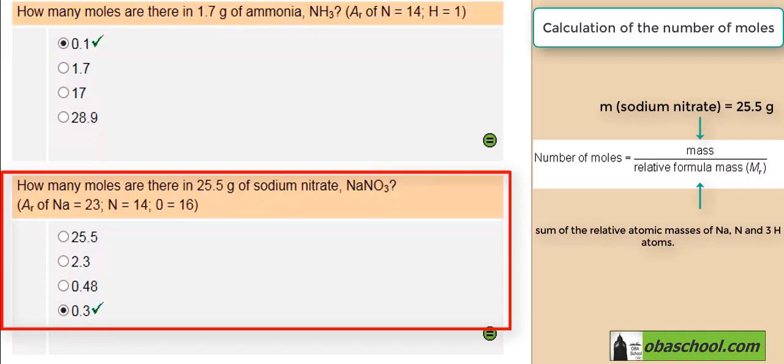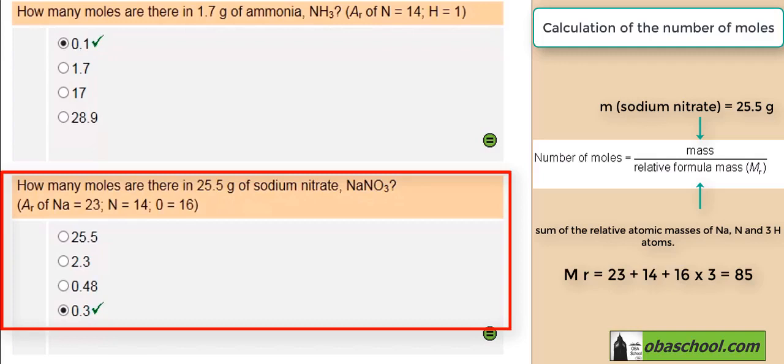So the relative formula mass of sodium nitrate is 23, which is the relative atomic mass of sodium, and we have only 1 sodium atom, plus 14, which is the relative atomic mass of nitrogen, and we have only 1 nitrogen atom, plus 16 times 3. 16 is the relative atomic mass of oxygen, and we multiplied it by 3 because we have 3 oxygen atoms in sodium nitrate. The answer is 85.